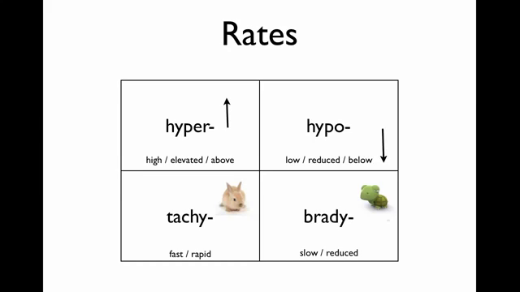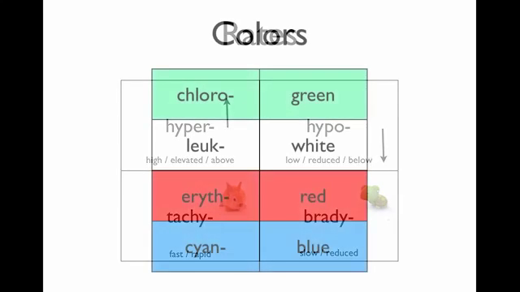So for example, if your patient is hyperthyroidic, it means that their thyroid is overactive. If they are hypothyroidic, it means the thyroid is not as active as it should be. So the main part of the word looks the same, but if you change that prefix, it means a completely different thing. Tachy and Brady referring to rates as well, often in reference to the heart. So tachycardia, for example, is a resting heart rate that is too fast. Bradycardia, resting heart rate that is slow.